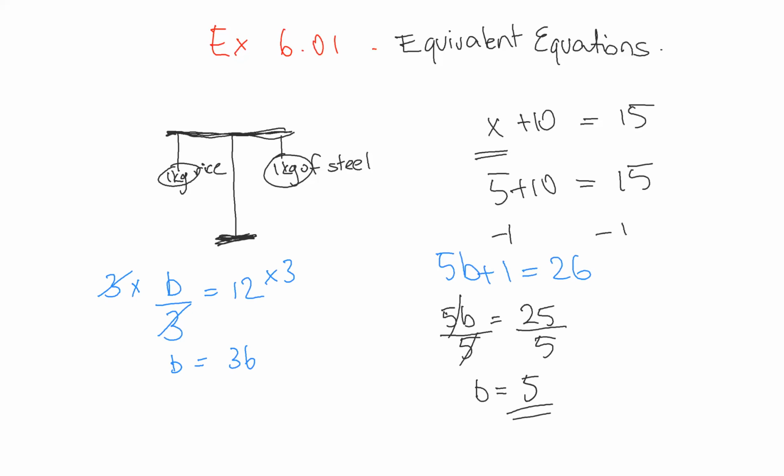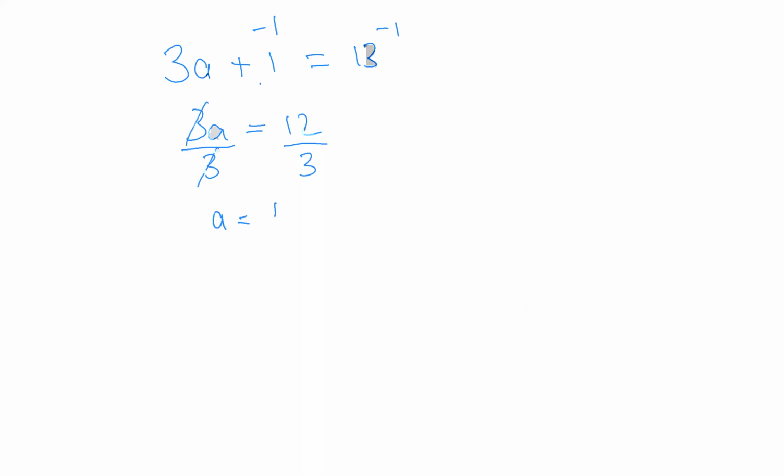The next thing I'm going to explain to you guys is when you've got 3A plus 1 is equal to 13, let's say. When you have a question like this, the first thing is you get rid of the addition 1, and then you divide by 3. So you got minus 1 here, minus 1 there. That's going to give you 3A is equal to 12. The next step is you divide by 3 and divide by 3, and A is going to equal 4.